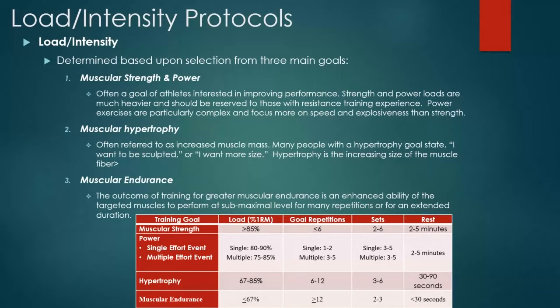Muscular strength and power is often a goal of athletes interested in improving performance. Strength and power loads are much heavier and should be reserved for those with resistance training experience. Power exercises are particularly complex and focus more on the speed and explosiveness than strength. Strength is absolute strength, like you've seen people deadlift as much as they can. It takes them like 10 seconds to get up and down. However, when you see somebody snatch or clean, the maximum amount of weight that they utilize, that thing's up and above their head really quick. And we have examples of that coming up.